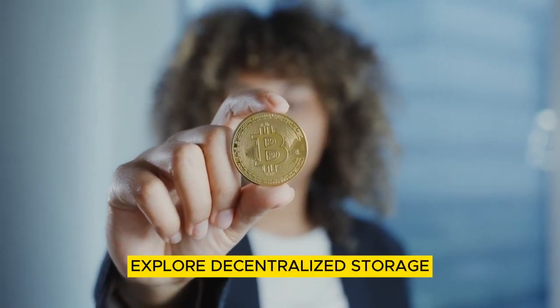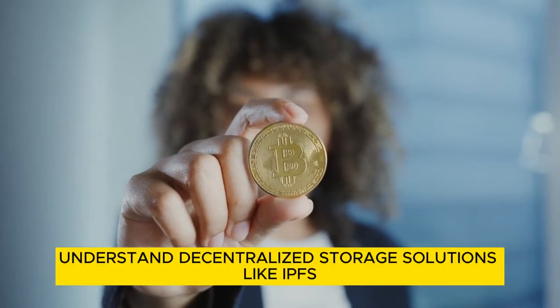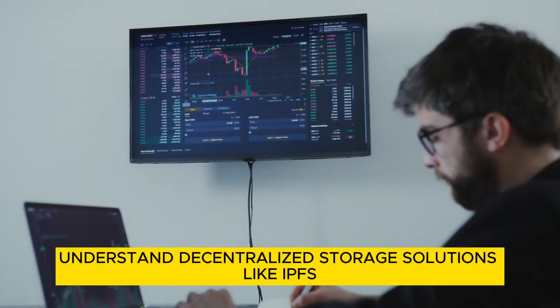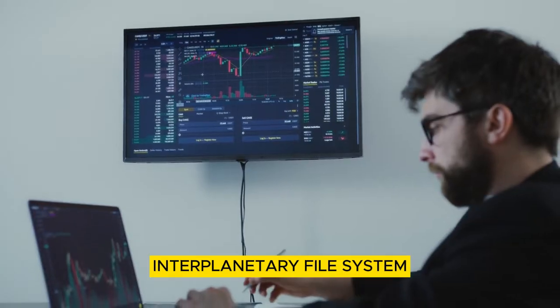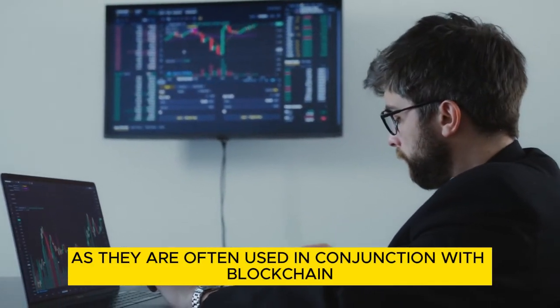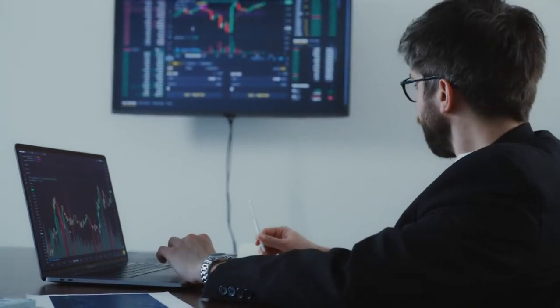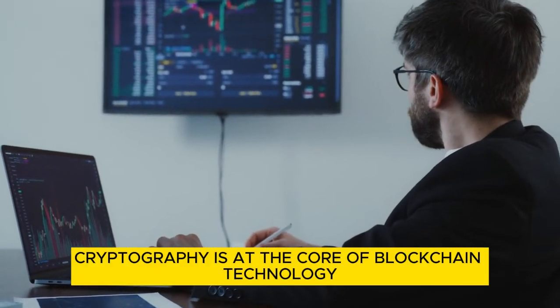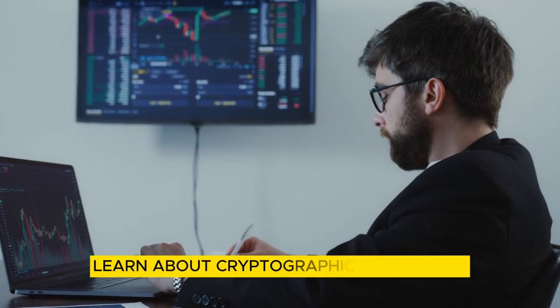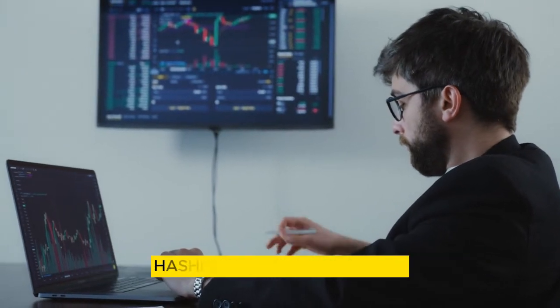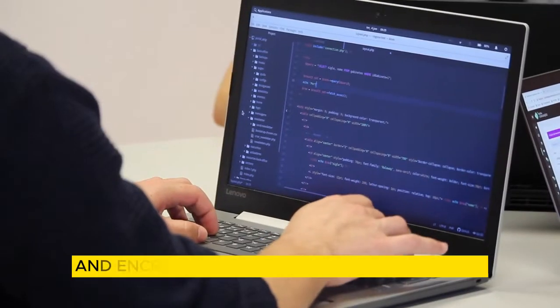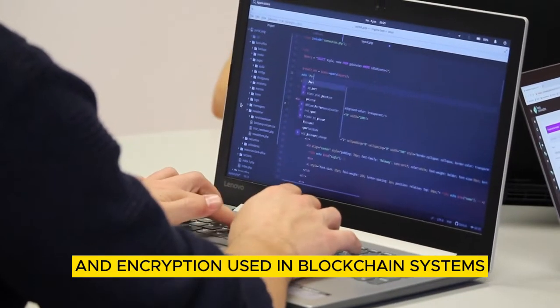Explore decentralized storage. Understand decentralized storage solutions like IPFS, the InterPlanetary File System, as they are often used in conjunction with blockchain. Understand cryptography. Cryptography is at the core of blockchain technology. Learn about cryptographic algorithms, hashing, digital signatures, and encryption used in blockchain systems.